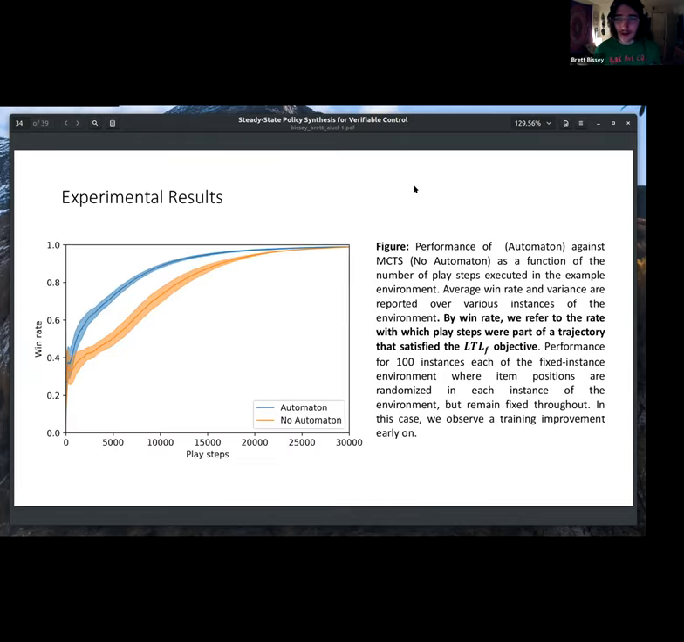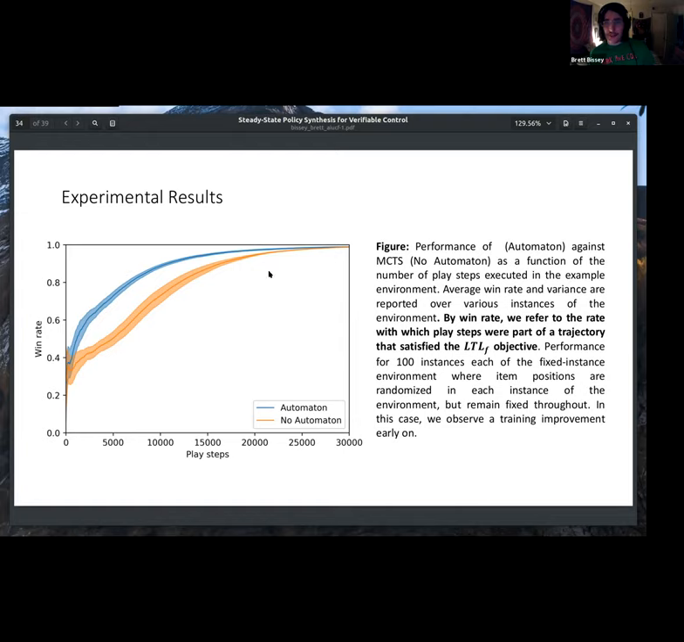And what we found with evaluating this: the automaton curve is using MCTS with this automaton heuristic. The no automaton curve is using MCTS without the automaton heuristic being built up. And we see a quicker convergence and a pretty large delta in that training early on.